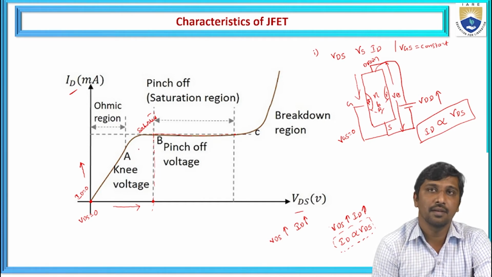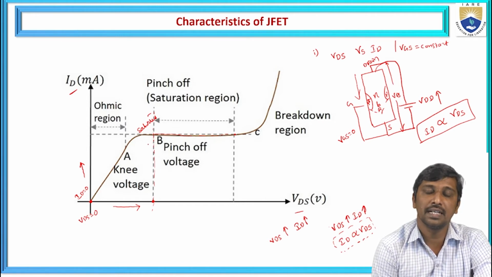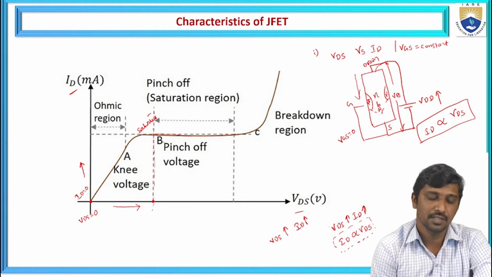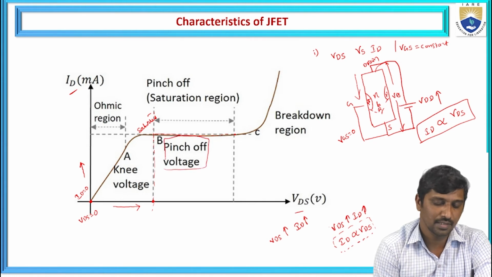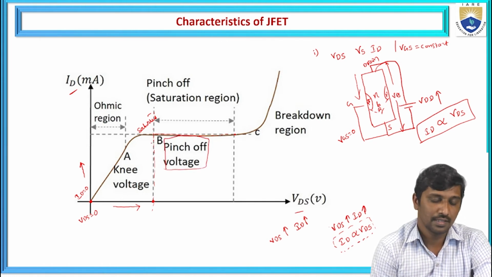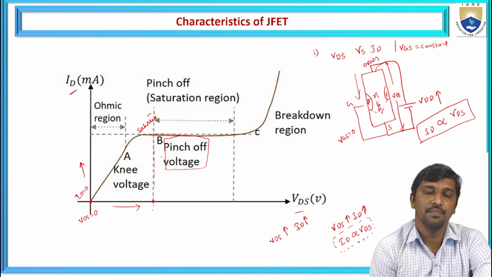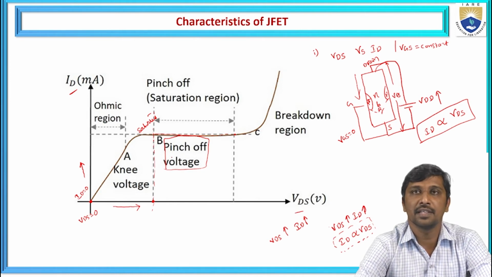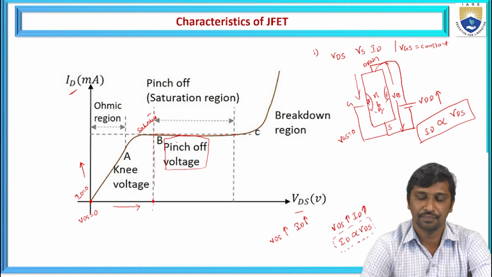Whenever the drain current becomes saturated or constant at a particular biasing voltage between the drain and the source, that voltage is called the pinch off voltage. The saturation region means that if the biasing voltage keeps changing, the drain current stays at its maximum, and that maximum current state is called the saturation region.